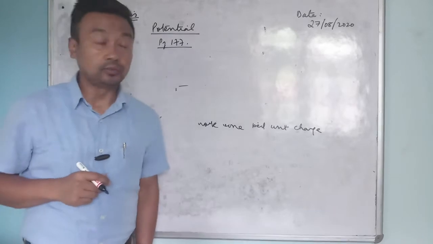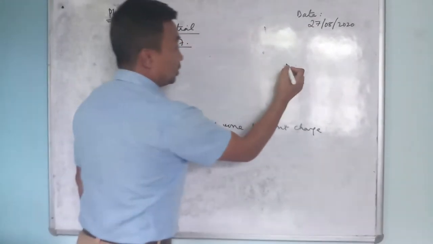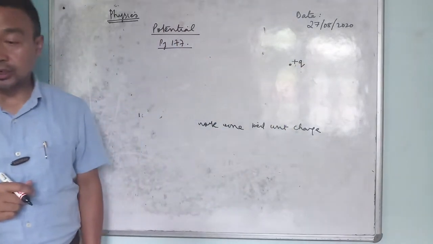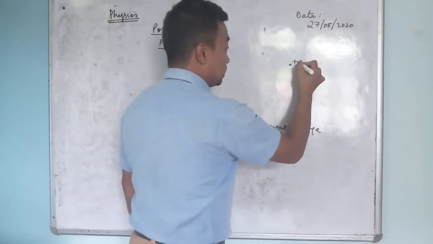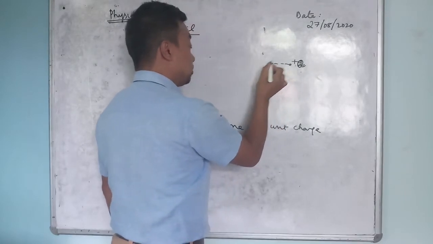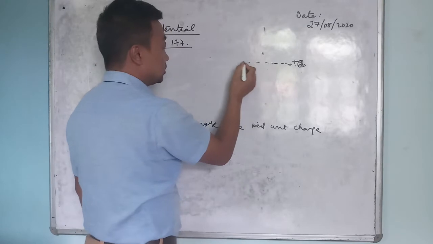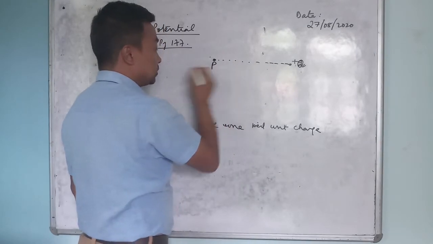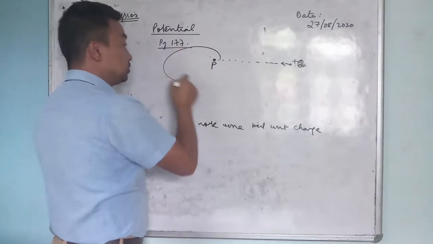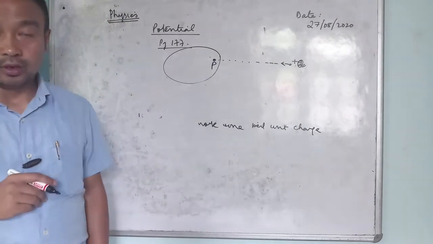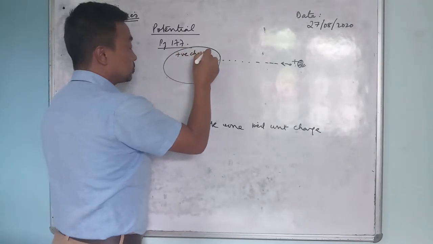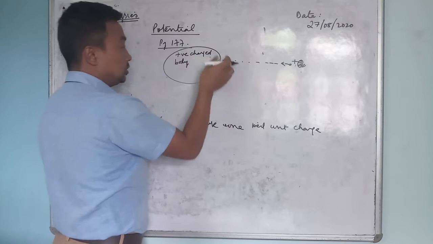Okay, so if you see here, suppose you have a positive test charge. Now this positive test charge, let us say it is at infinity. Let us take it as capital Q. Now this test charge is brought from infinity, a very far distance, to a point P. Suppose it is brought to a point P, and this point P is in the region of a positively charged body. So this is a region.